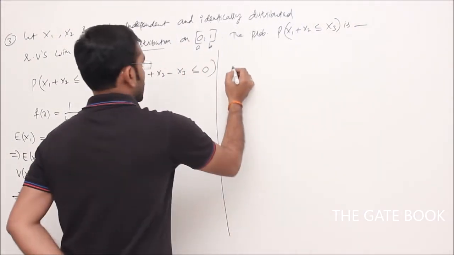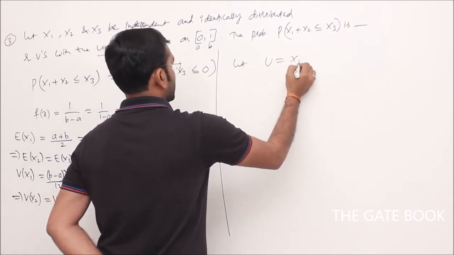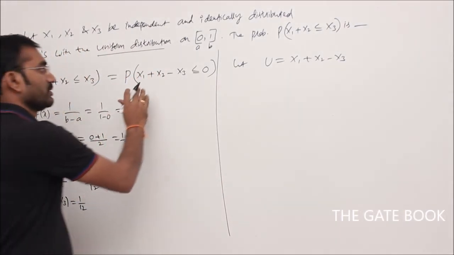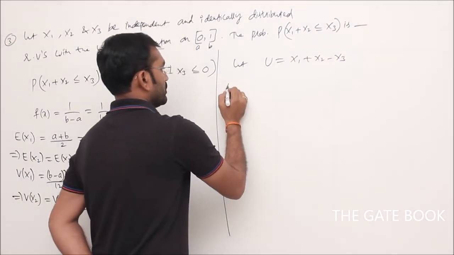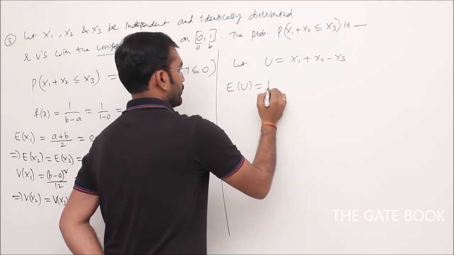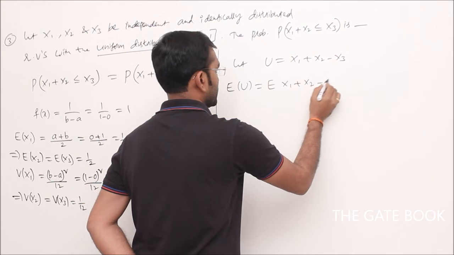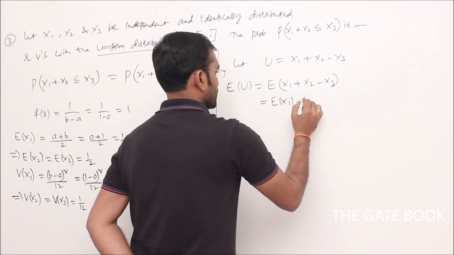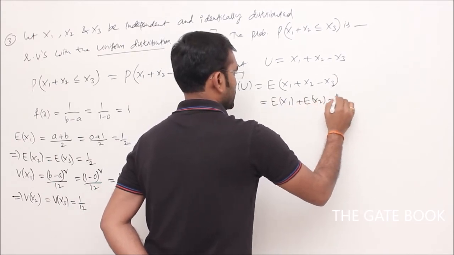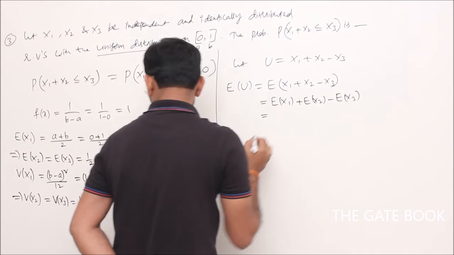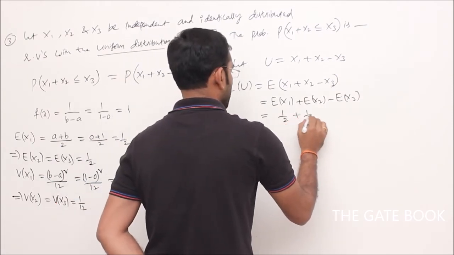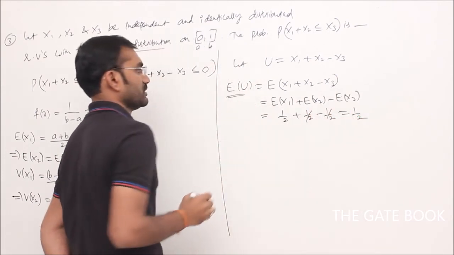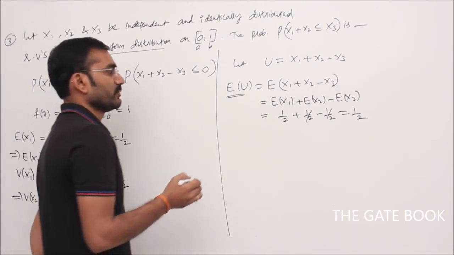Now here we will take u equal to x1 plus x2 minus x3. Let u be equal to x1 plus x2 minus x3. Now, find the expectation of u. Expectation of u means expectation of x1 plus x2 minus x3. Using expectation properties, I can write expectation of x1 plus expectation of x2 minus expectation of x3. So expectation of x1 is 1 by 2, so 1 by 2 plus 1 by 2 minus 1 by 2 is equal to 1 by 2. So the expected value, or mean, of u is 1 by 2.